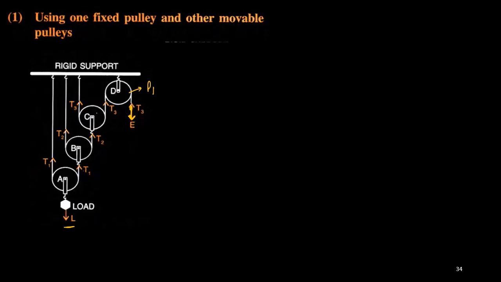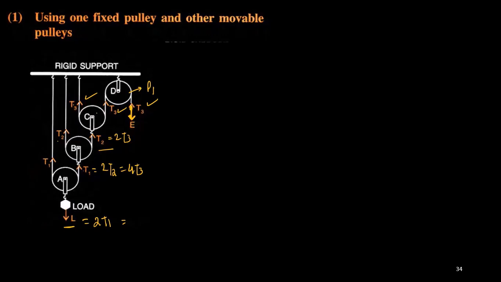On the effort end, if I say the tension is T3, then here T3, here also T3, here also T3. Now what is the relation of T2? T2 should be equal to 2 times T3, because T2 is connected with 2 times T3. Here it is T2, here is T2, here is T1. So what is T1? 2 T2, which means 4 T3. Then L becomes 2 T1.